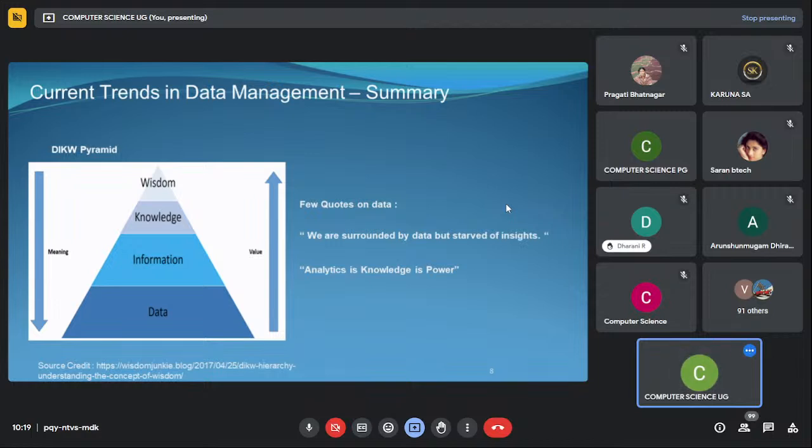But these two are quite critical, because whatever data processing you do, that's when you get the higher knowledge and wisdom. And I saw this quote on the net that I found interesting: we are surrounded by data, but we are starved of insights. So analytics is knowledge, and knowledge is power.